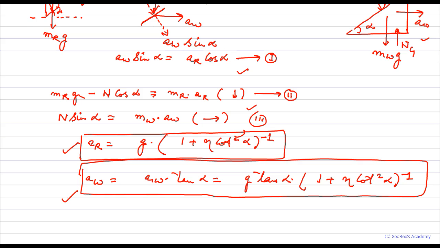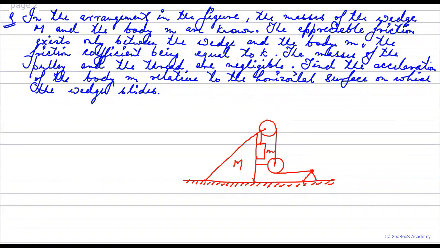Okay. Let us now move on to the next problem in the topic of dynamics, which is this. In the arrangement in the figure, the masses of the wedge capital M and the body small m are known. The appreciable friction exists only between the wedge and the body m, the friction coefficient being equal to k. The masses of the pulley and the thread are negligible. Find the acceleration of the body m relative to the horizontal surface on which the wedge slides.